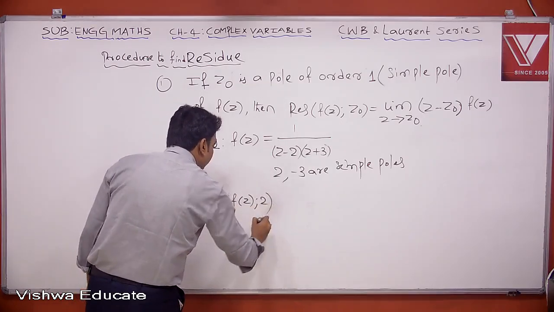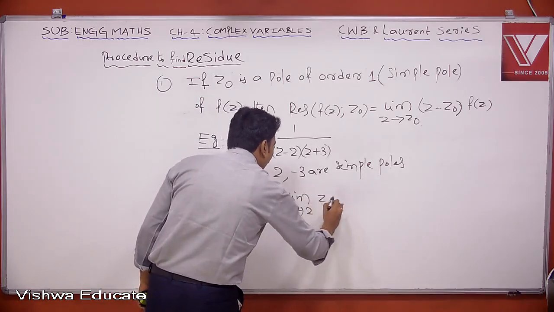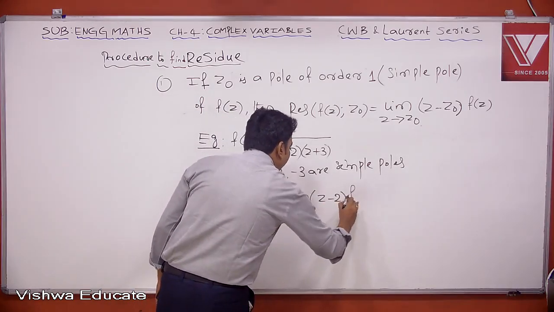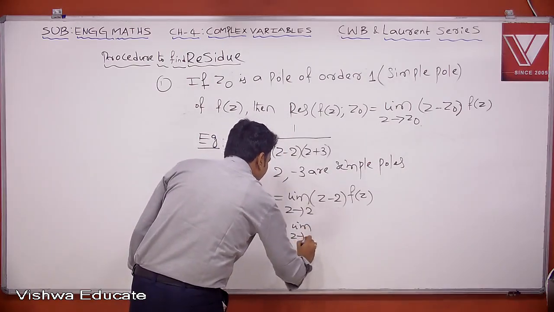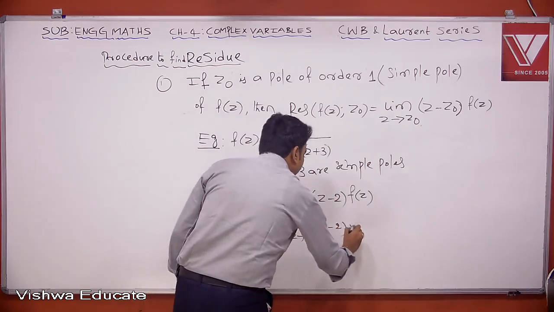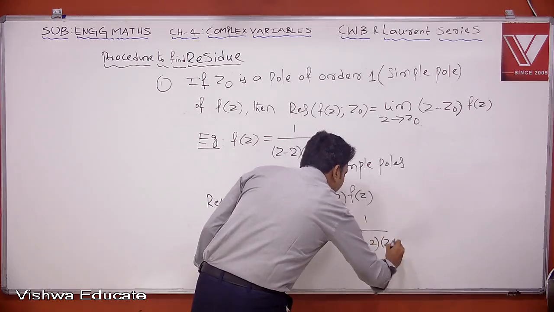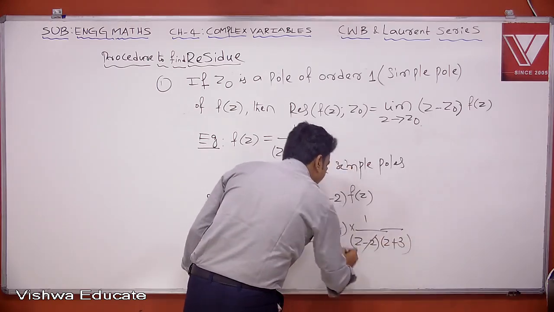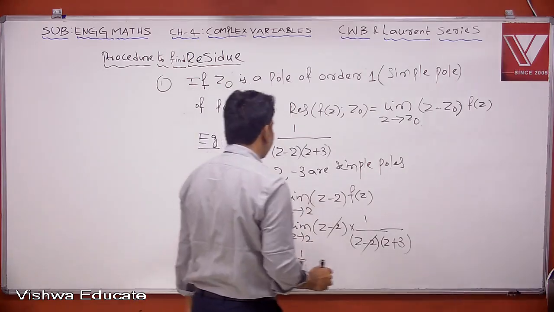Residue of f of z at 2 is given by limit z tends to 2, z minus 2 into f of z. So this is limit z tends to 2, z minus 2 into 1 by z minus 2 into z plus 3. So this and this will be cancelled, therefore this is 1 by 5.